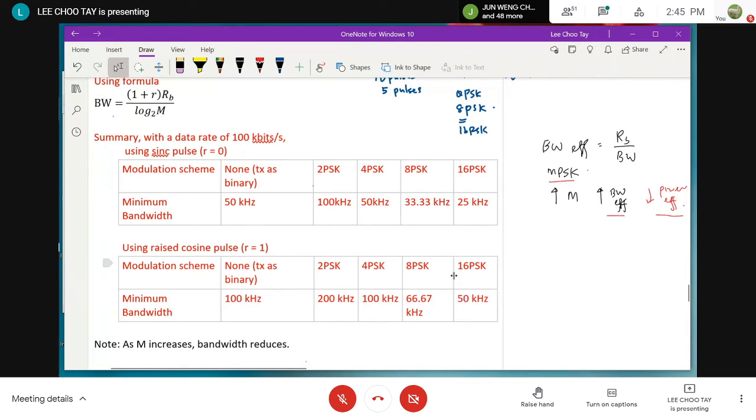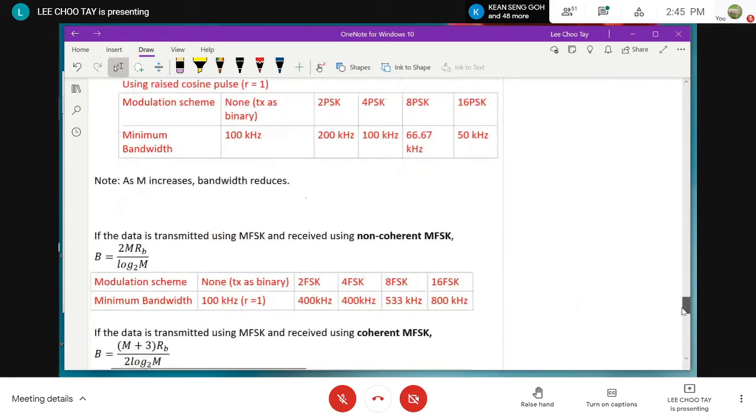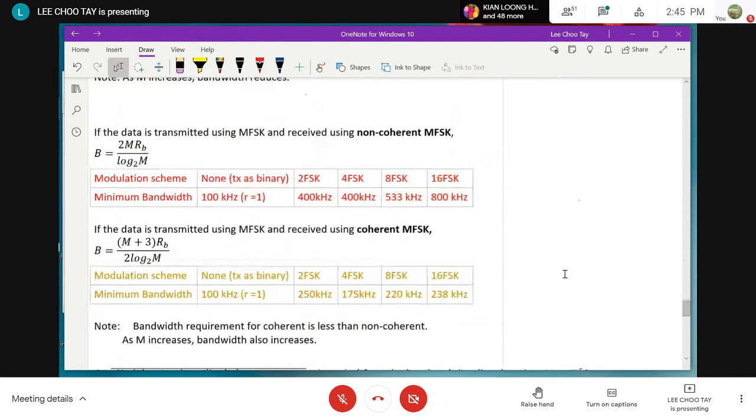Okay, so that is for MPSK. And if you were to compare, because the question says 4-ary pulses, it never says whether it's PSK or FSK, right? So I'm going to compare the same data again with FSK.